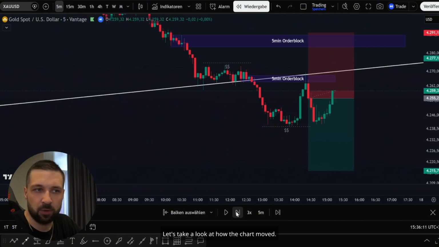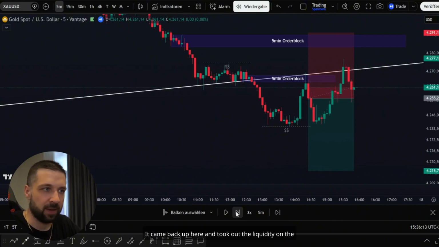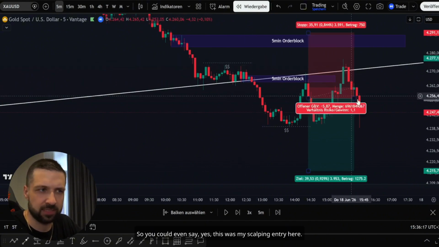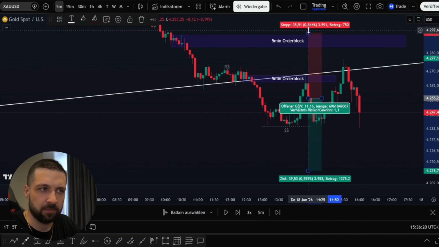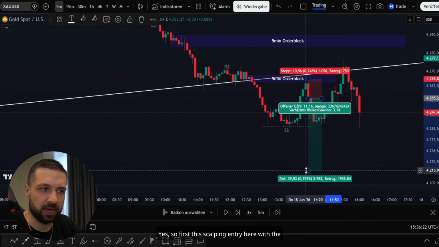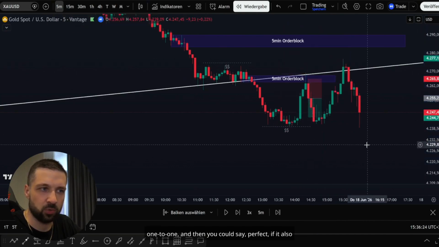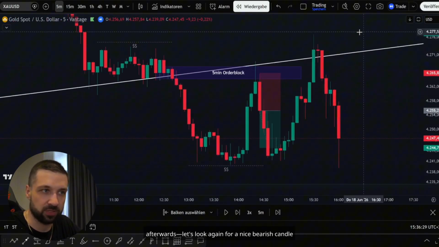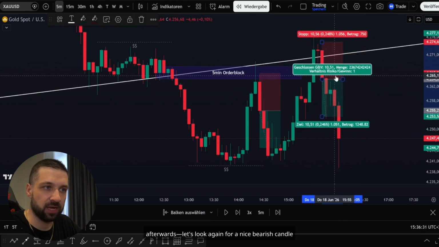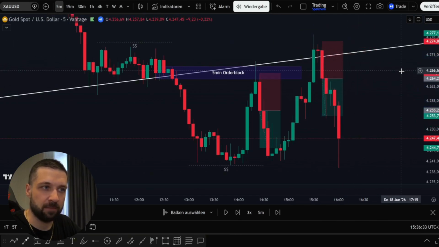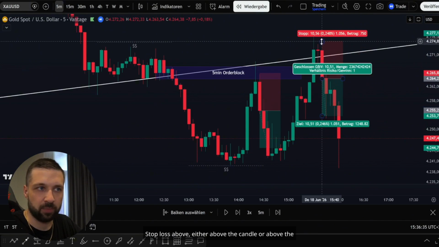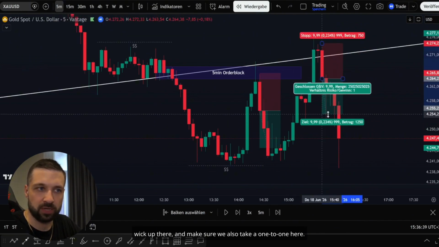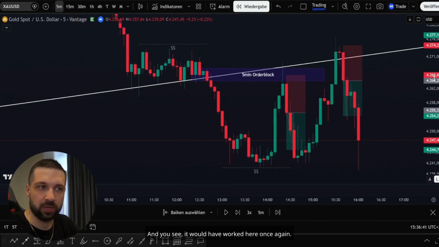Let's take a look at how the chart moved. It came back up here and took out the liquidity on the left side. So you could even say, yes, this was my scalping entry here. First this scalping entry here with the 1-to-1, and then you could say, perfect, if it also took out the liquidity according to my plan afterwards, let's look again for a nice bearish candle here that also reacted there. Stop loss above, either above the candle or above the wick up there, and make sure we also take a 1-to-1 here. And you see it would have worked here once again.